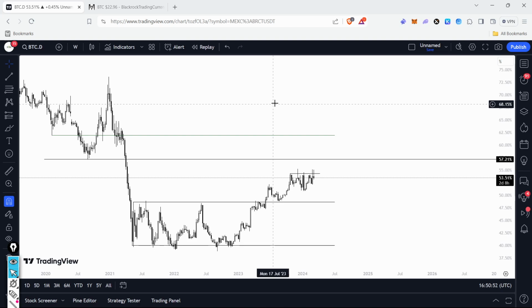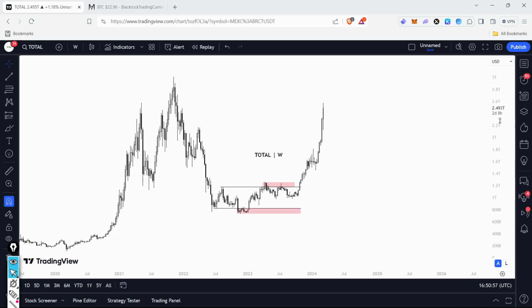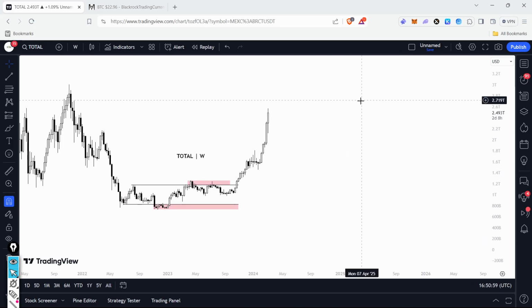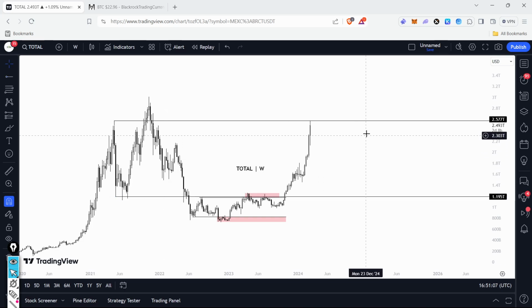Okay, let's move on to total. I mean, bro, this isn't bearish, is it? This is not bearish. Yeah, this area here, perfect test. Boom. You telling me this is bearish? I mean, of course, it's currently resistance, but what else isn't, right?